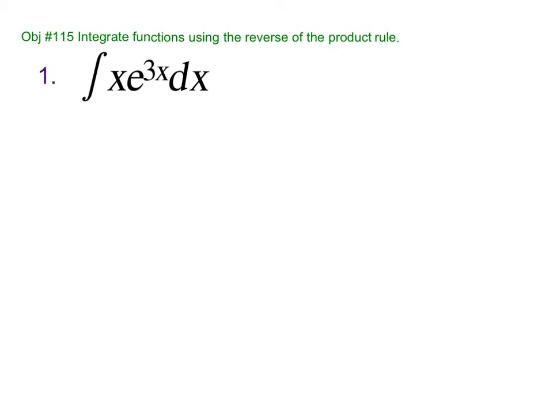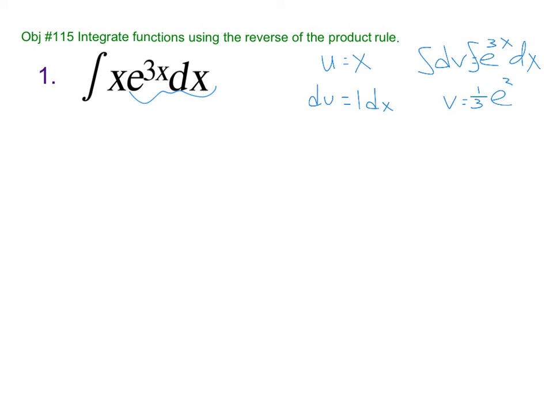All right, so I want you to pause the video, do this one on your own. This is just a rehashing of what we did the other day. All right, so u equals and then dv equals. u is my easier function, which in this case is x. dv is everything else, so e to the 3x dx. So then I'm going to find du. du is 1 dx. To find v, I'm going to do the integral. So that's 1/3 e to the 3x.